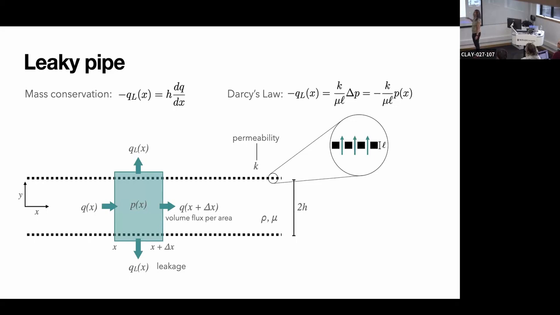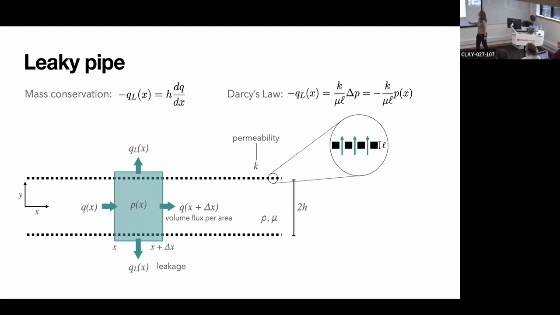So I push harder and more stuff comes out. Okay, so there's my Q leakage, which is proportional to the pressure drop. And the constant of proportionality here is basically the permeability. So remember, the permeability tells me how hard I have to push to get fluid from one side to the other.